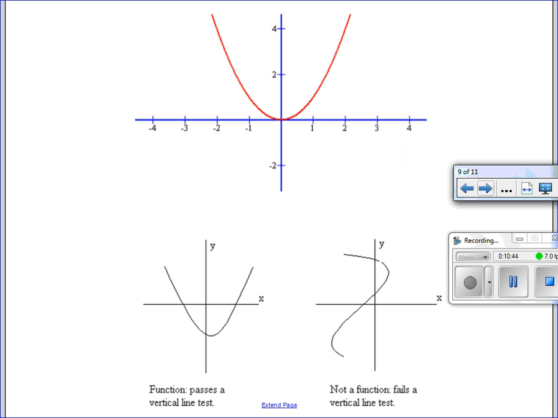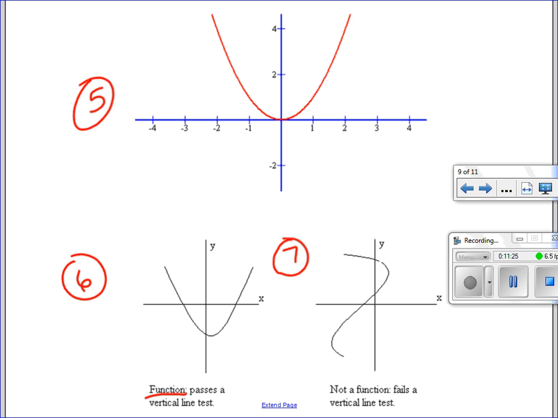Here's another example. If you were to take a vertical line and, in your notes, draw it going across, you will notice that it does not cross more than 1 point of the graph. So this example, we'll call this example number 5. It is a function because it does not. Here is another example, number 6. It is a function because it passes the vertical line test. Example 7. Not a function because it fails the vertical line test.